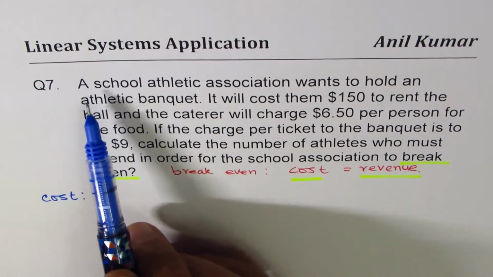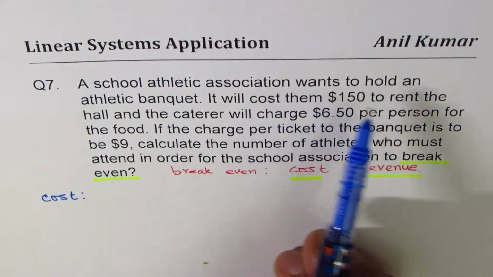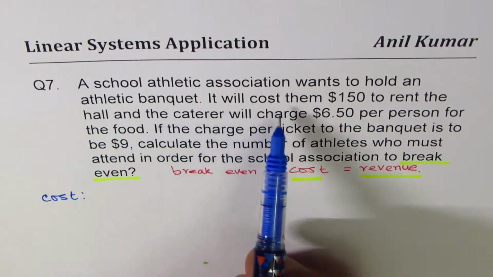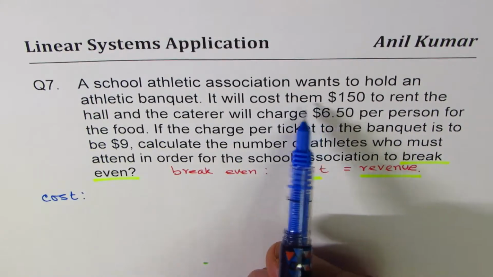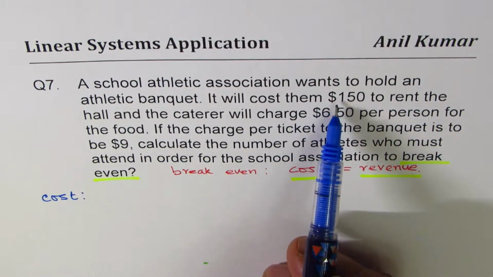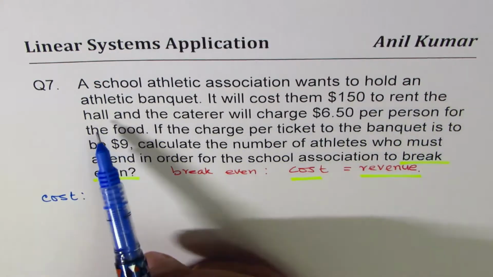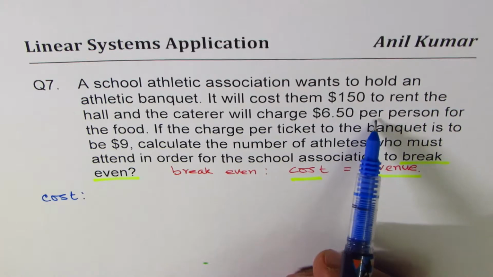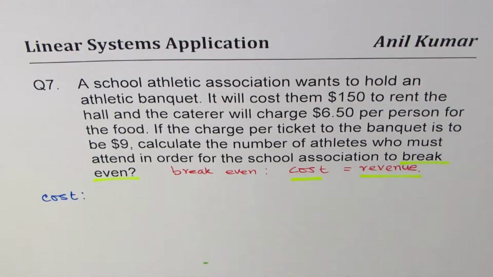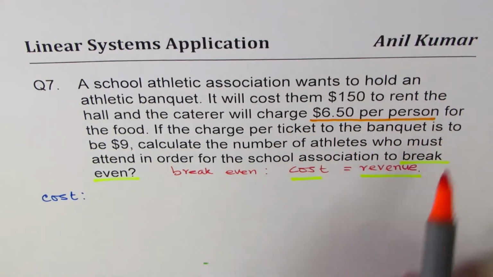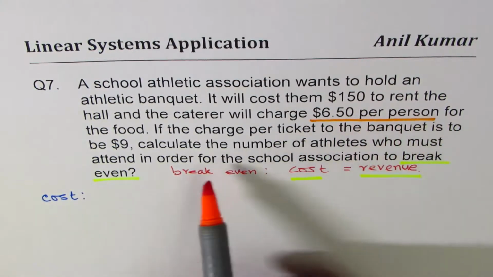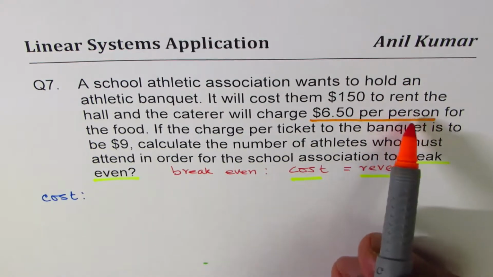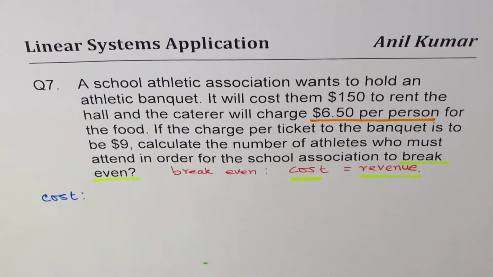Okay, let's read the question. A school athletic association wants to hold an athletic banquet. It will cost them, so that's the cost part. It is going to cost them $150 to rent, so that is fixed cost. And the caterer will charge $6.50 per person. So here, let me highlight this. It is per person, right? So we have to define a variable now. We should know how many persons. So we'll define a variable.